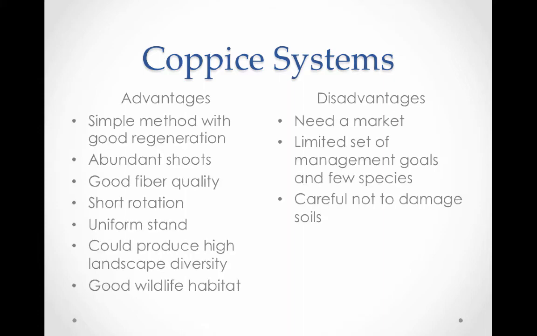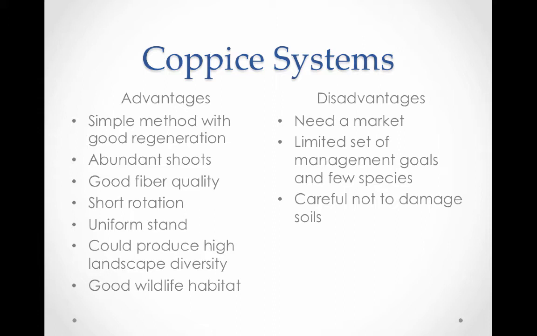So advantages, they're simple, very simple with very good regeneration. Abundant shoots, so you look at Aspen, we saw that cover picture, that was about 2 years after a harvest. So there's a ton of shoots there. This is good for fiber quality. It's good for short rotation. So we talked about potential for biomass energy, also potential for pulp.